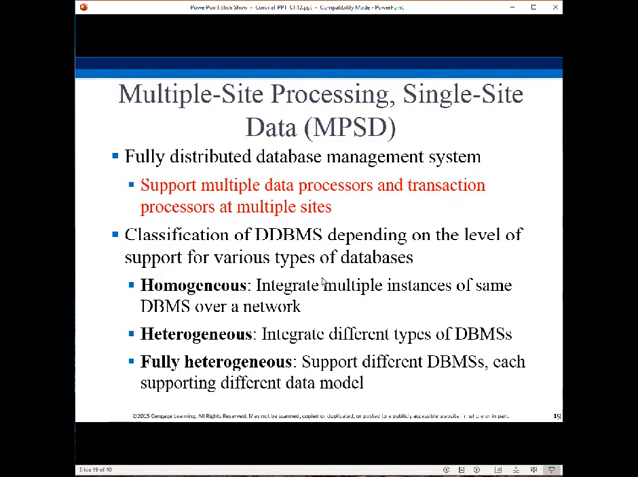And we've gone over the multi-site or distributed database system. And we have the homogeneous, heterogeneous, and then fully heterogeneous, that supports different database management systems, each supporting different data models. So we can really put our database distributed on low-cost commodity hardware, and we can scale really high as a result of that.